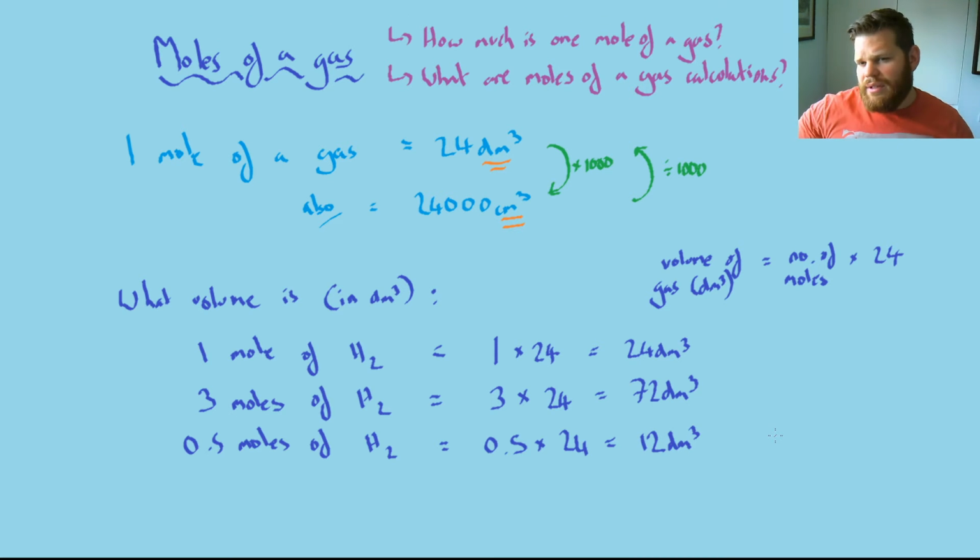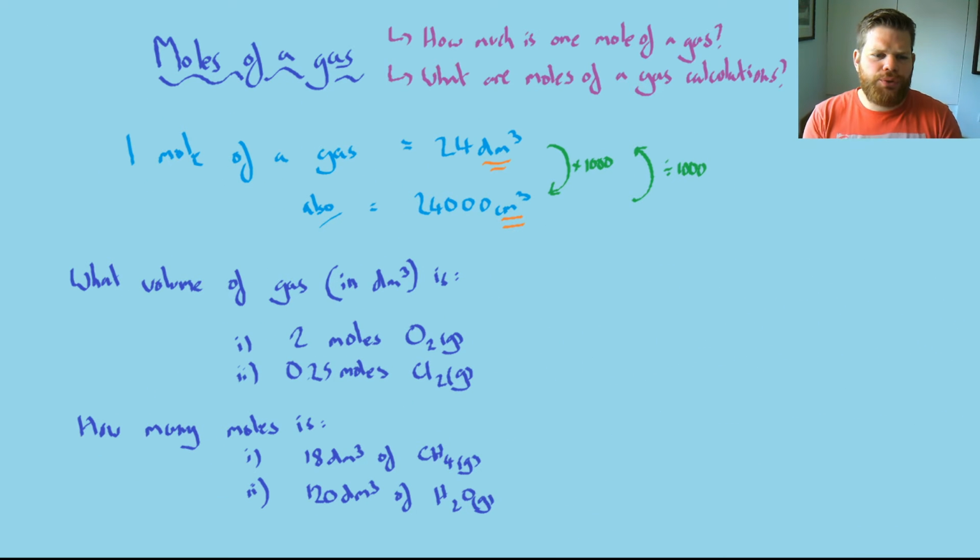So that sounds easy enough. Why don't you have a little go at it? Here are some questions for you. Just 4 little questions. The first set asks you what the volume of gas is in decimeters cubed, and the second is actually asking you how many moles the different volumes are. So think about what you've got to do there with the equation.